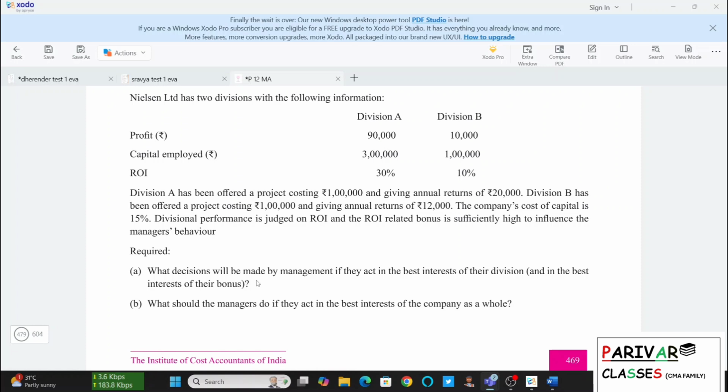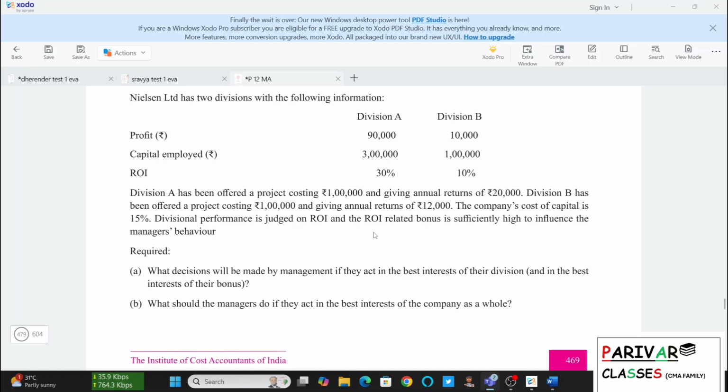Any division manager will not think about the overall goodwill of the company. He will think about his division only. Because if his division is getting higher profit, he will get a higher bonus. For that sake, he will always think about his division's profit only, not the overall company's profit. I think this point is clear. Now, how should division managers behave? So what decisions will be made by the management?